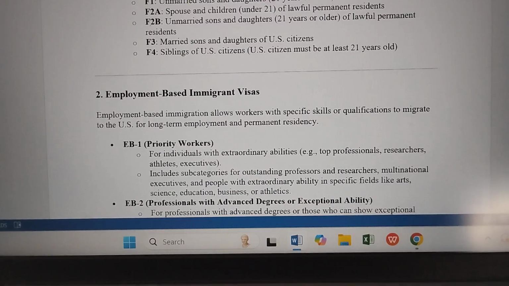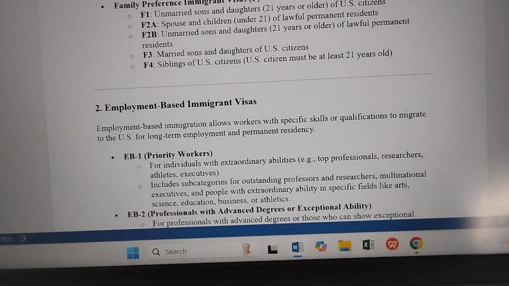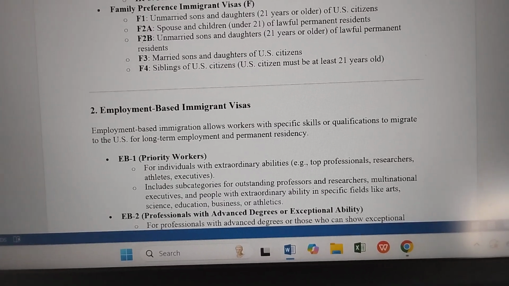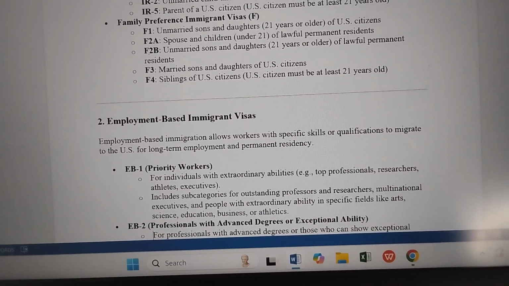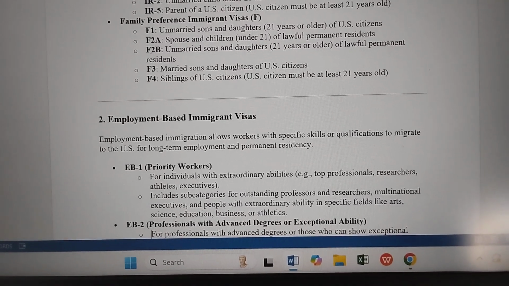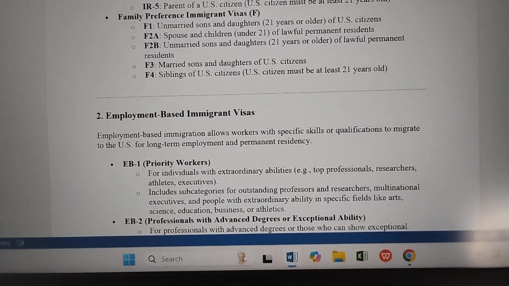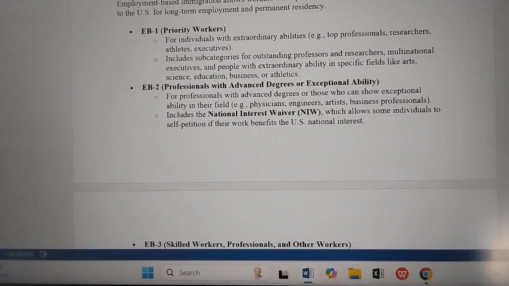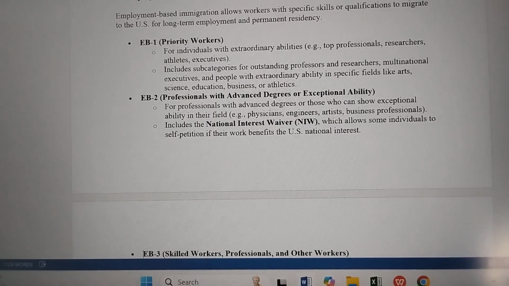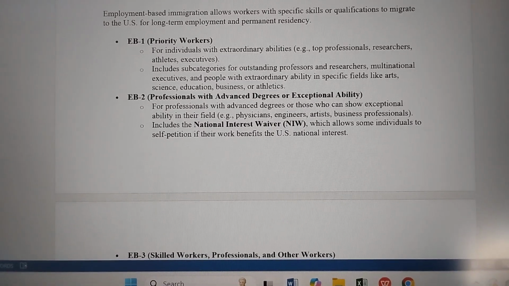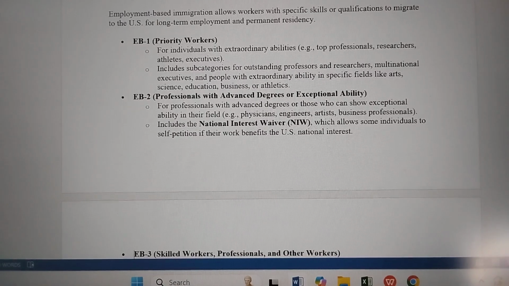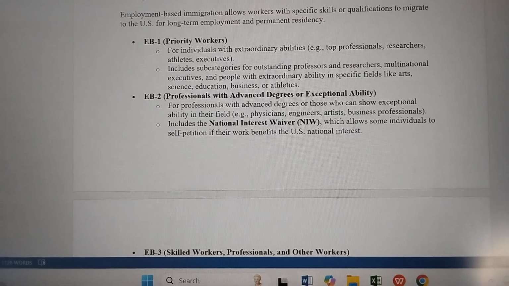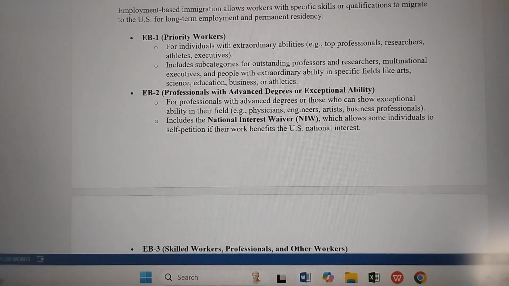Employment-based immigrant visa. So somebody can still come to the U.S. through employment. Employment-based immigration allows workers with specific skills or qualifications to migrate to the U.S. for long-term employment and permanent residency. Now, we start by looking at what you're calling EB1 visa. And remember, I am just giving you the various types of visas that can enable you to come to the US. Next time, I'll be breaking down each and every one of these visas, their requirements, their status, how long you can stay in the United States, and the eligibility.